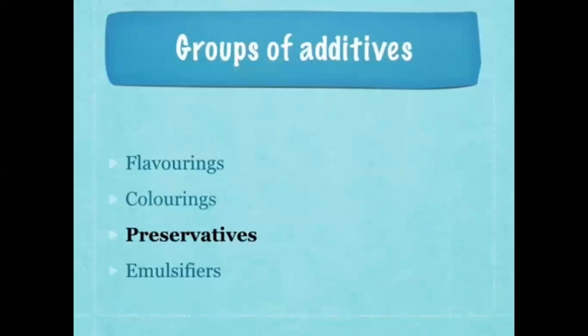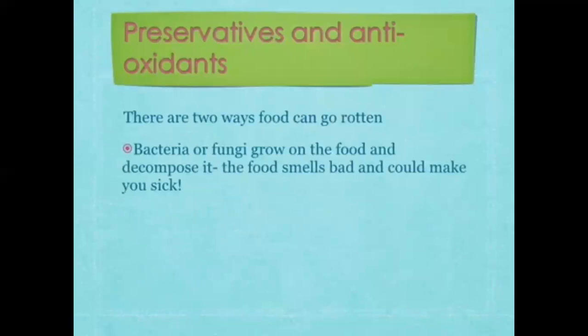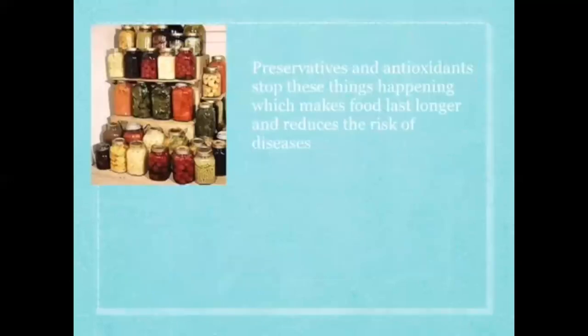The next group are preservatives. So preservatives and antioxidants. There are two ways that food can go rotten. Either bacteria or fungi grow on the food and decompose it. The food smells bad and could make you sick. And the second way is the food molecules are oxidized to other compounds. For example, fats are oxidized to acids and the food goes rancid. So preservatives and antioxidants stop these things happening, which makes food last longer and reduces the risk of diseases.